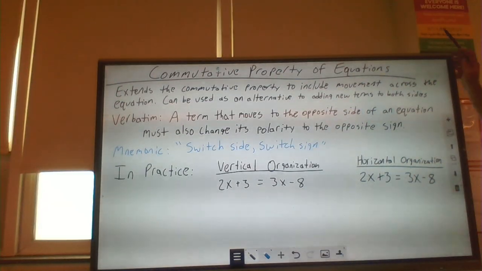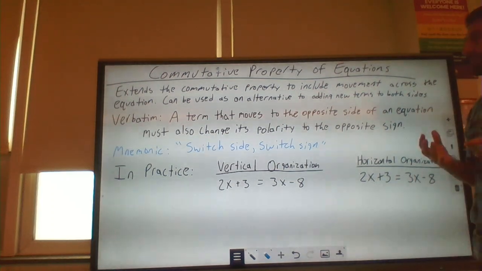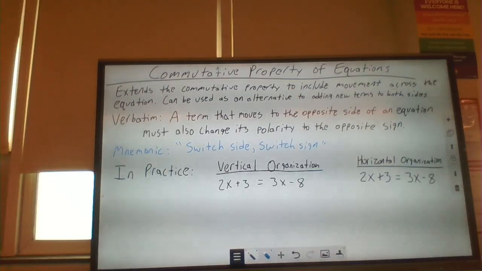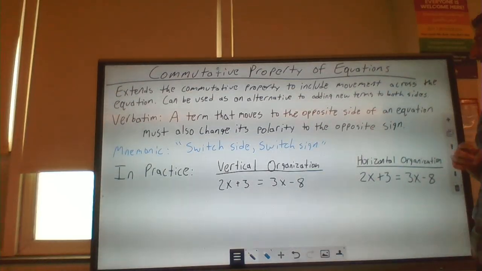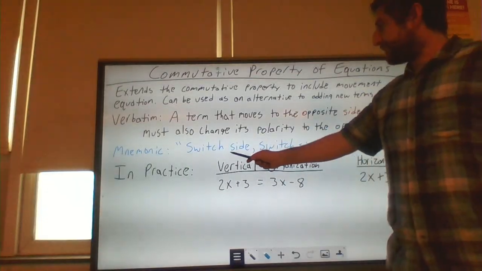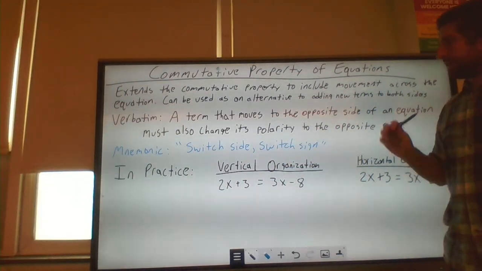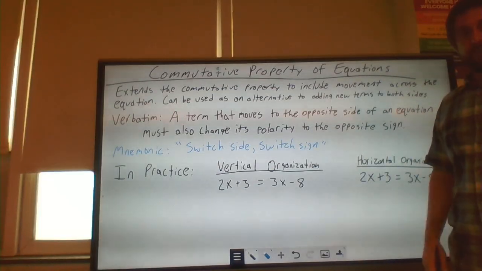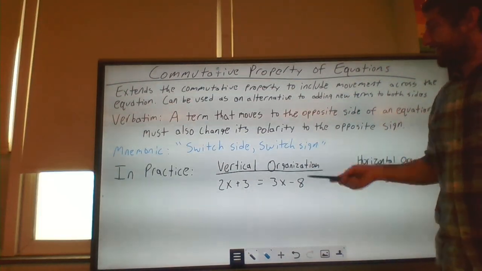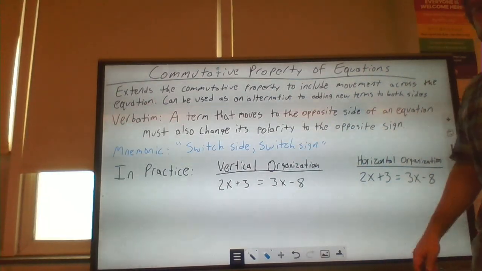So verbatim, I would say that I introduced the commutative property of equations as a term that moves to the opposite side of an equation must also change its polarity to the opposite side. And I also use the mnemonic switch side, switch sign. So if a student is forgetting to do this, in their process and trying to accomplish it instead of the other property, then I'll just remind them switch side, switch sign, and that really latches into their brain.